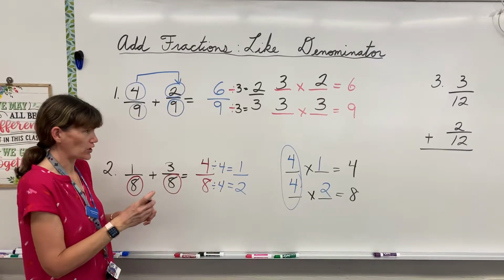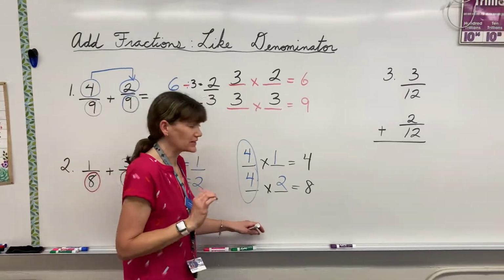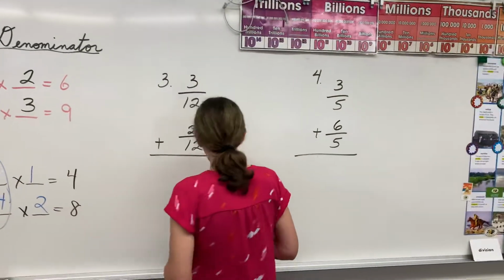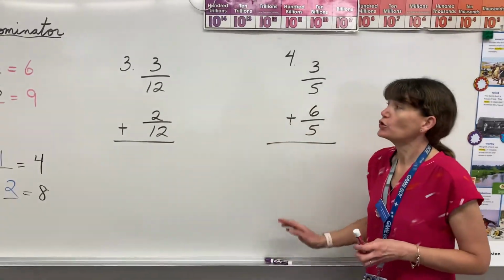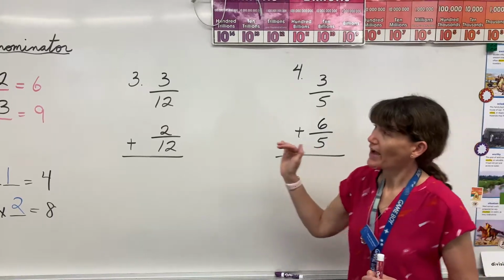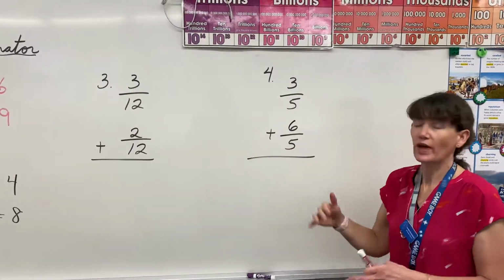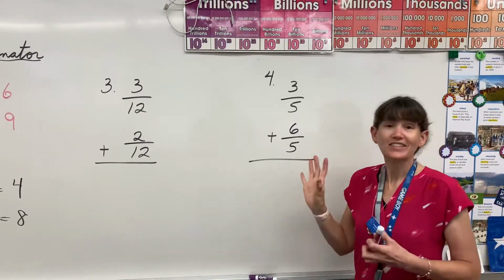It's a reduced fraction. Now I want to show you the other way that these can be written. So I'm going to take you to the other side of the board. You can write these also up and down. We have them horizontally on the other side, but you can also do them vertically. And it is the same thing.